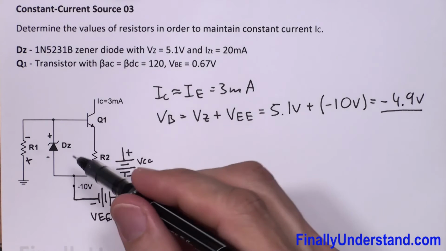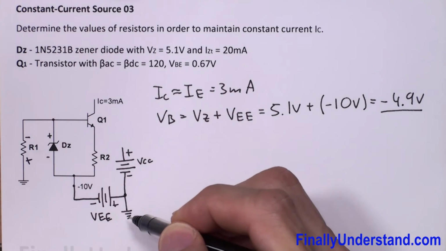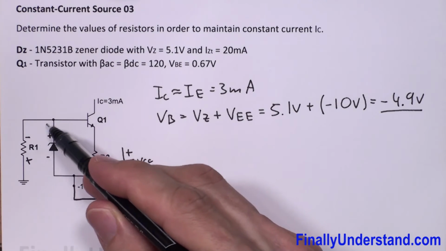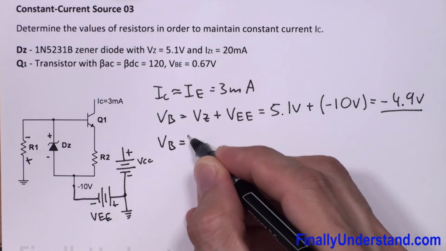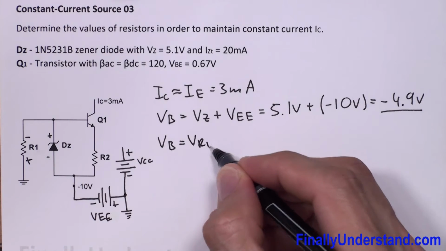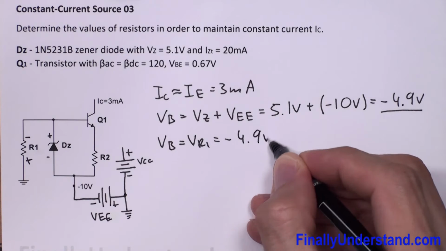So this is the voltage at the base of my transistor Q1. Please notice that the voltage at the base is the voltage between the base and ground. This is also the voltage across resistor R1. That's why we say that VB is equal to VR1, and this is equal to negative 4.9 volts.